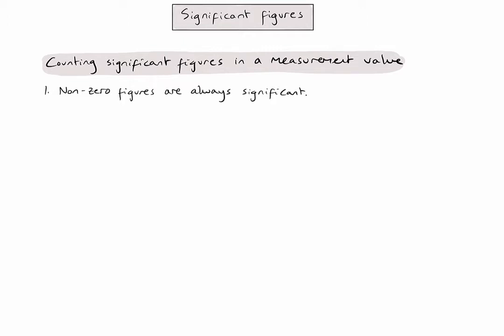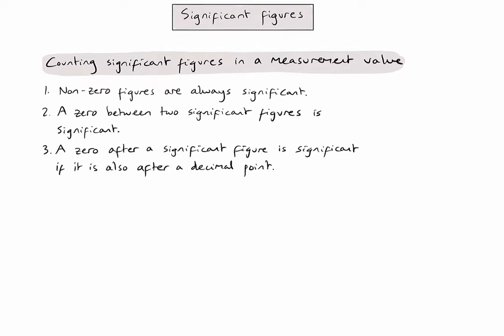Secondly, a zero can be considered significant if it is between two significant figures. And finally, a zero that comes after a significant figure is also considered significant if it is also after a decimal point. And if those rules sound a little bit confusing, let's try some simple examples.